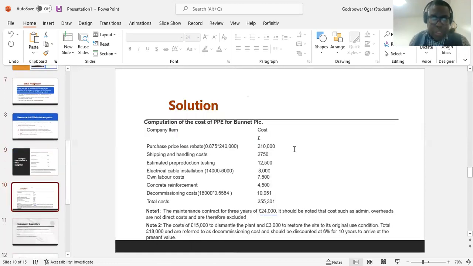Of course, you can see the computation of cost. There is the purchase price less the discount. Remember, the discount was 12.5%. 1 minus 0.125 gives 0.875. So we've already deducted the discount. Shipping and handling costs, estimated production costs, and every other thing is added. Remember, the additional information told us how the 14,000 was arrived at, so we have to go back and deduct the 6,000, and of course the labor cost.